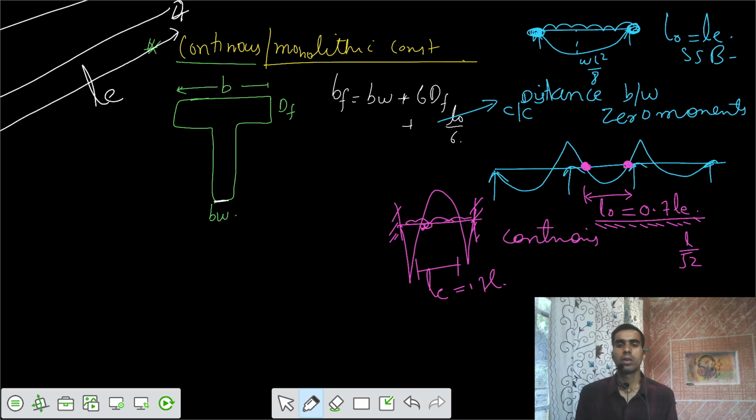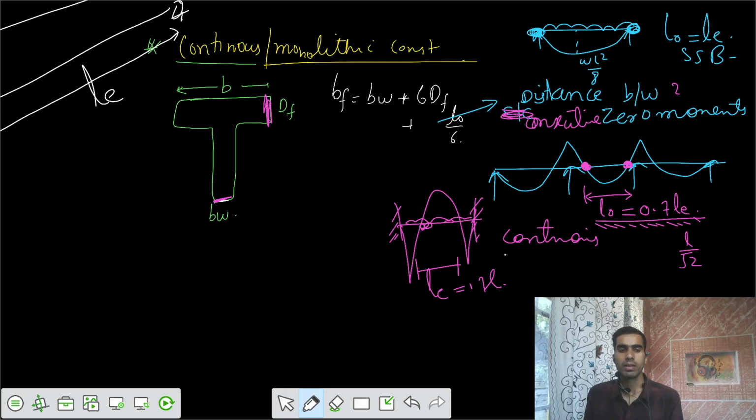So that's your L naught, the distance between points of zero moment, the consecutive zero moment points. So we got the width of the flange as bw plus 6 times df plus L naught by 6.